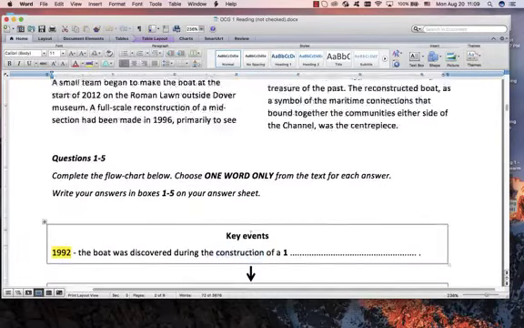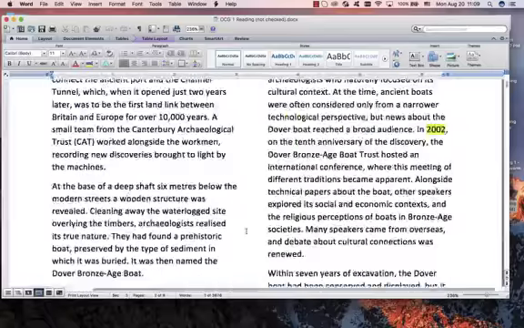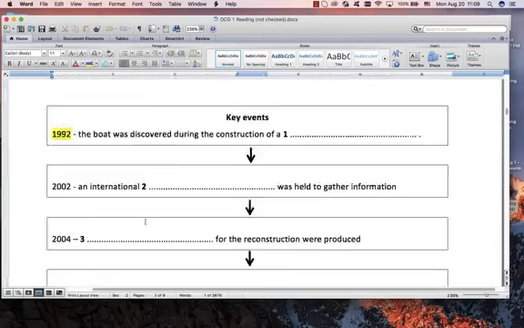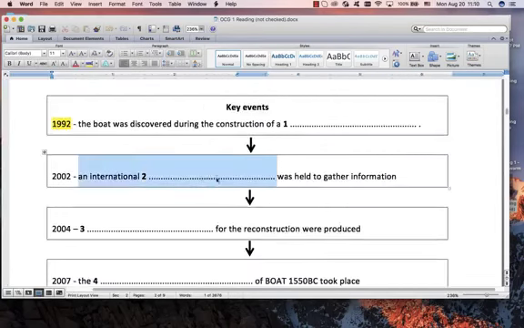Construction of something. What were they constructing? They were building a new road. So your answer there was road. Single countable noun. Right. An international something. So this is an adjective. This, because we have an over there. Single countable noun again. This supports that. Of course, if it's was, it's going to be a single countable noun.